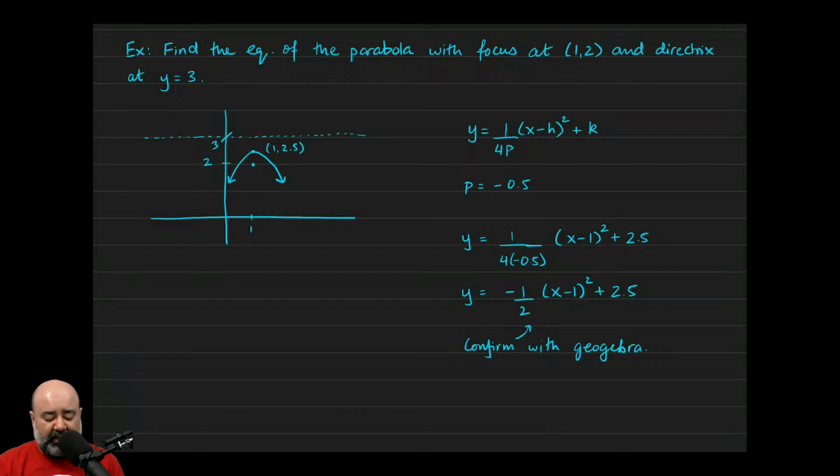Now, if my vertex is 2.5 and I have to get to 3, 2.5 minus 3 is going to give me negative 0.5. So that is what is going to replace p in the equation. So we get 1 over 4 times negative 0.5 times x minus h. The vertex x coordinate is just 1, so that goes there. The quantity squared plus 2.5, which is the y coordinate of the vertex. Now 4 times negative 0.5 is just negative 1/2, and the rest of it stays the same.